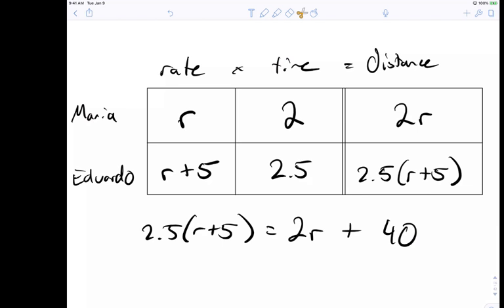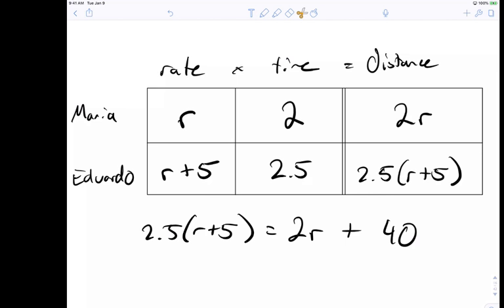Eduardo's rate was Maria's rate plus 5. His time was 2.5 hours, and his distance was rate times time. So you see it expressed there. But then it also tells us that Eduardo's distance was Maria's distance plus 40. Once you synthesize all that information, we get this. Now we have one equation, one unknown.